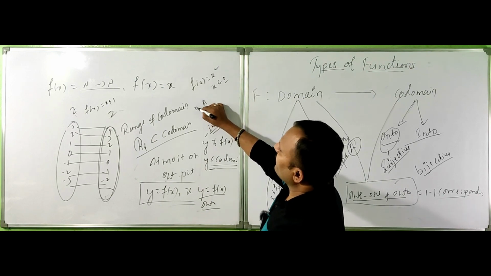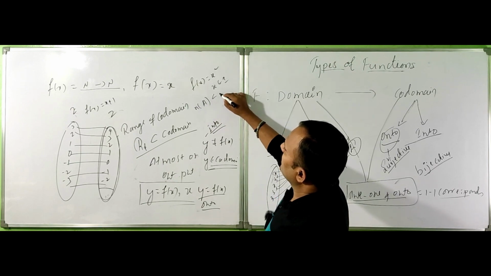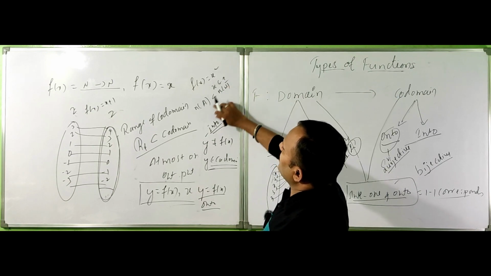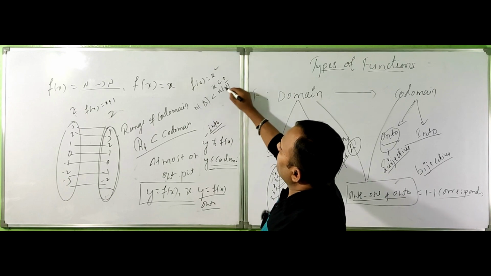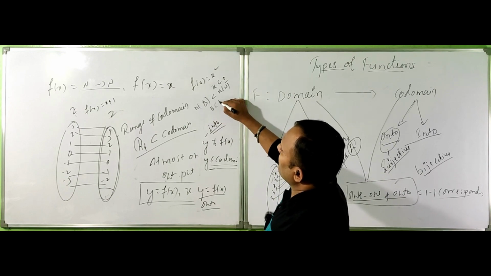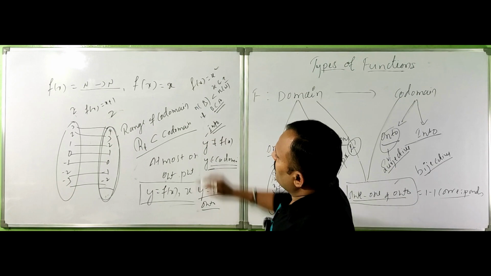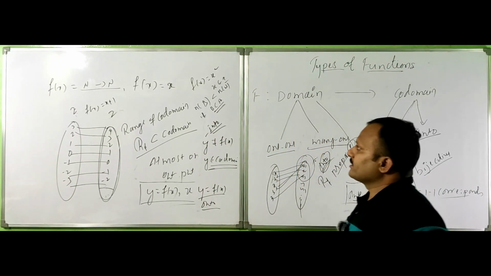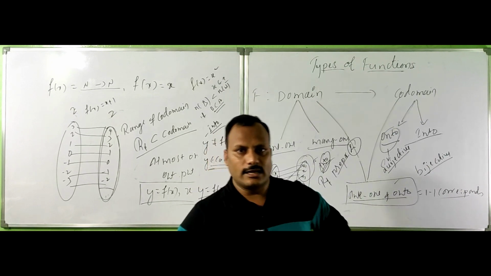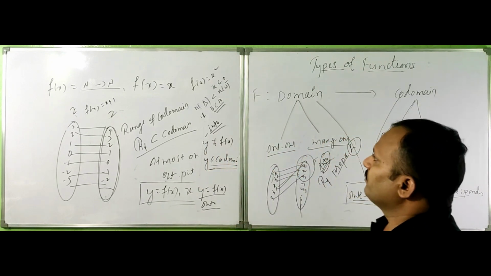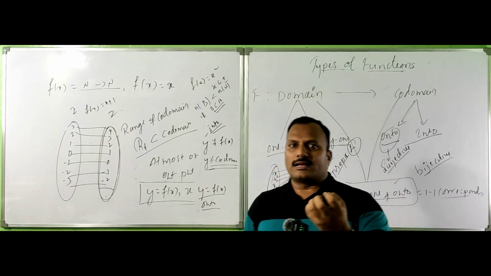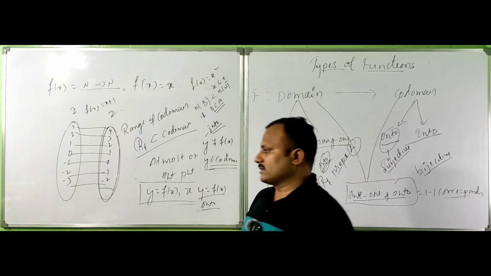Elements of B are less than elements of A, which means B is a subset of A. If B is a subset of A, then n of B is less than, not less than or equal to, n of A. A is the universal set, the main set. Then B is called a proper subset, meaning it has fewer elements than the set A. This is called a proper subset.